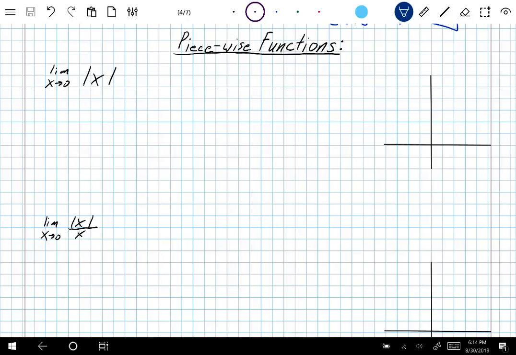Let's continue on this journey of how to find limits of more complicated functions. Next up is piecewise functions. If you understand how to take limits of piecewise functions, you probably are doing pretty good on most functions in this class. So my favorite example, absolute value. The limit as x goes to 0 of the absolute value of x.